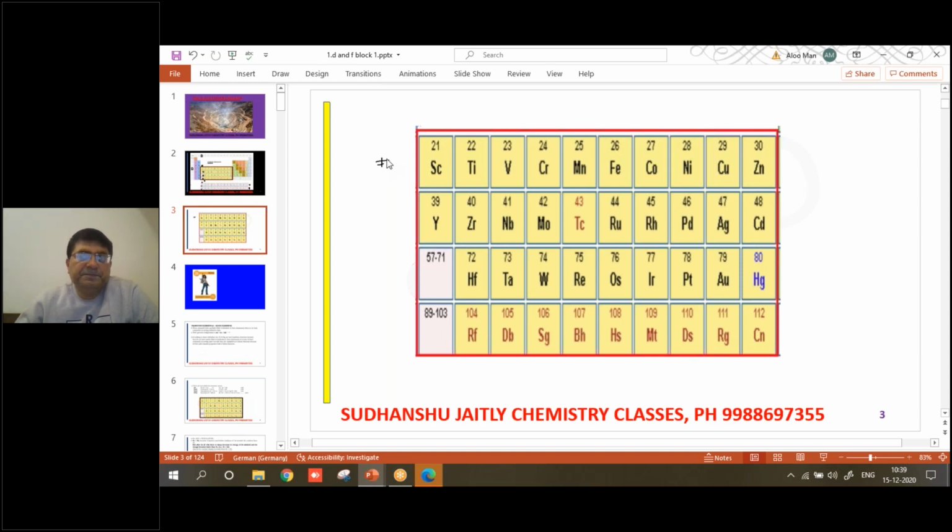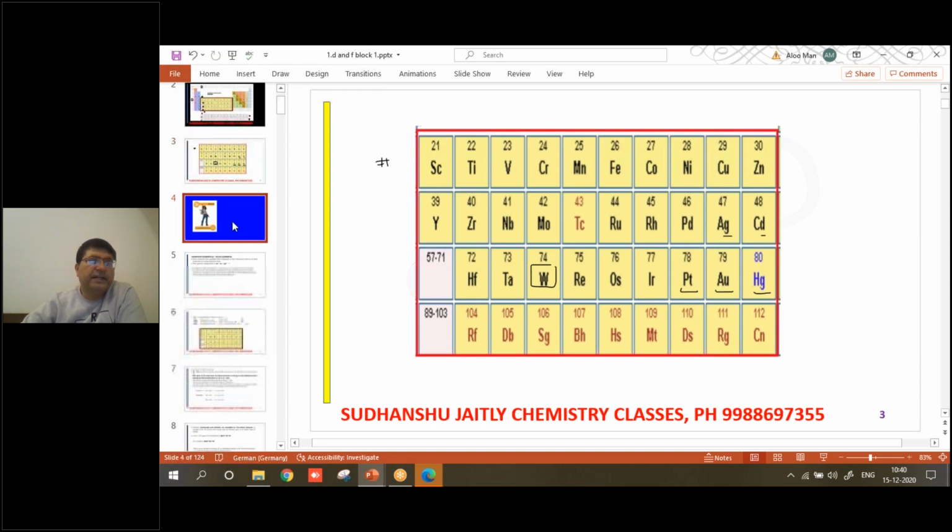If you ask me, you must remember the first transition series, which you already have done many times in atomic numbers, coordination compounds and so on. For the second and third, you have an option, but do not forget the placement of platinum, gold, mercury, silver, cadmium. These are a few very important elements. Tungsten, 74, has the highest melting point of all the elements. So just have an idea, and there is no option other than revisiting again and again.